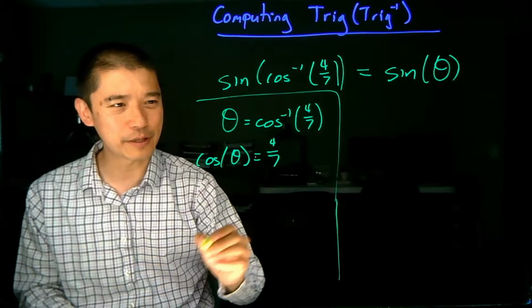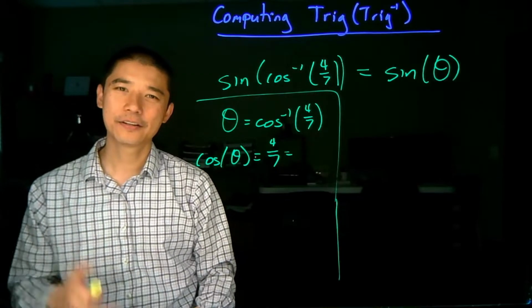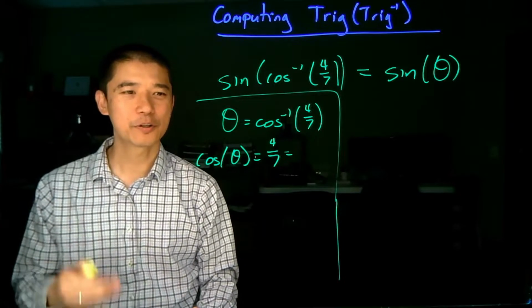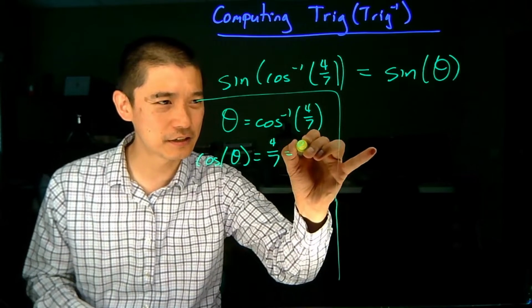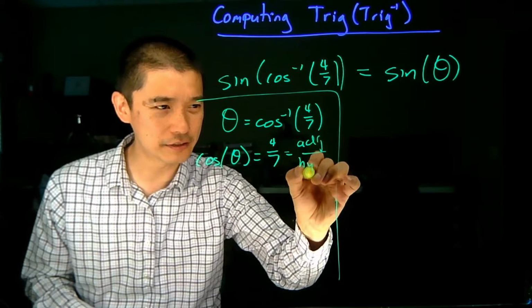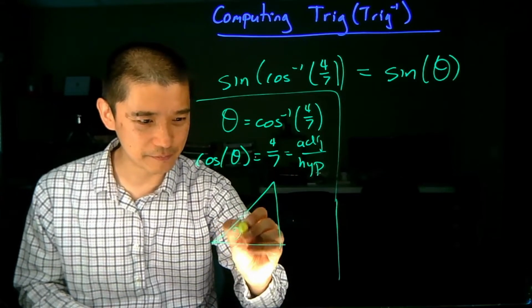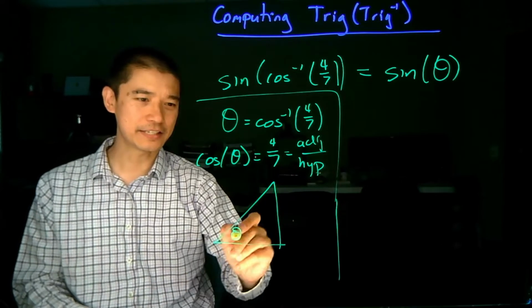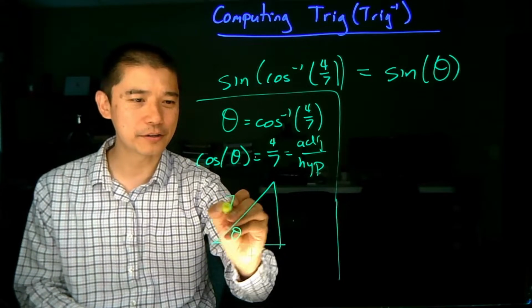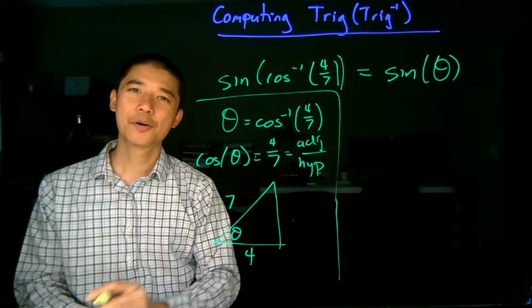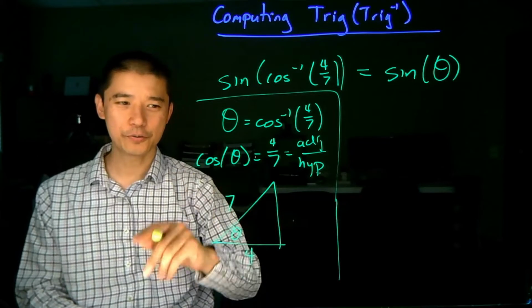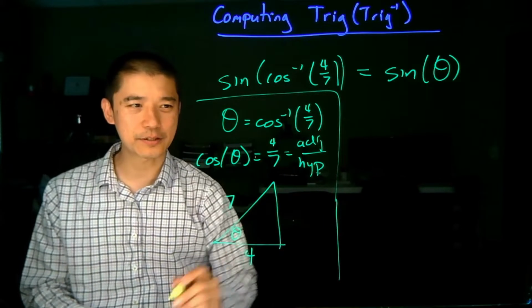Now, I typically go with the geometric method, but again, the algebraic method will also work. So what's the geometric method say? Cosine. We have the right triangle relationship, SOHCAHTOA. Cosine is adjacent over hypotenuse. And so this allows me to draw a triangle that represents the angle theta. The adjacent side is 4, and the hypotenuse is 7. From this, we can use the Pythagorean theorem to get this other side.